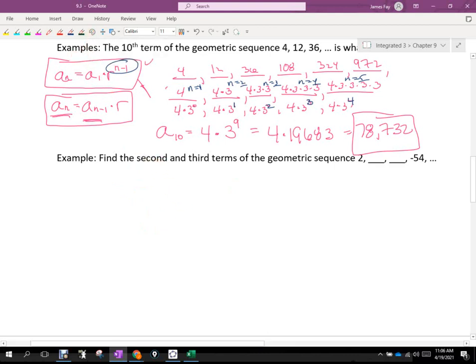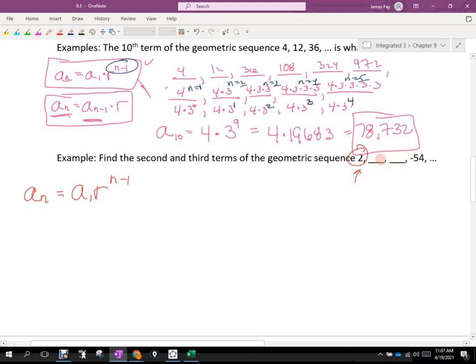So it's find the second and third terms of a geometric sequence. Okay, what do I need for every geometric sequence? I need a sub n, that's what I'm looking for. I need the first term. Do I have the first term in the sequence? I've got it. And I need r. Do I have r? No, I don't know what they're multiplying because I'm missing the next term, right?